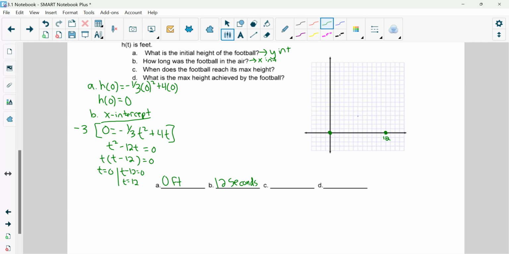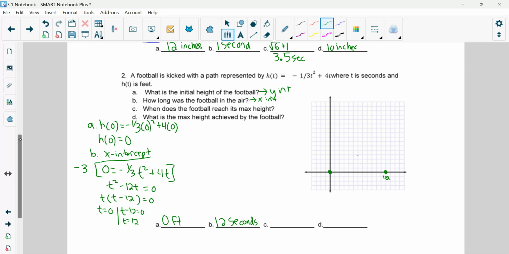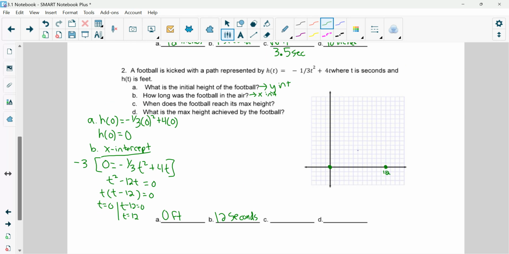And then C and D ask, when does the football reach its max height and what is the max height? So that means we're trying to find the vertex. Now, you could find the vertex by completing the square if you want. However, I have both x-intercepts right now, right? And what do we know about the vertex? It's in the middle of the x-intercepts, right? So since I have those x-intercepts, instead of completing the square right now, I'm just going to find the middle of those, and then I can go from there.